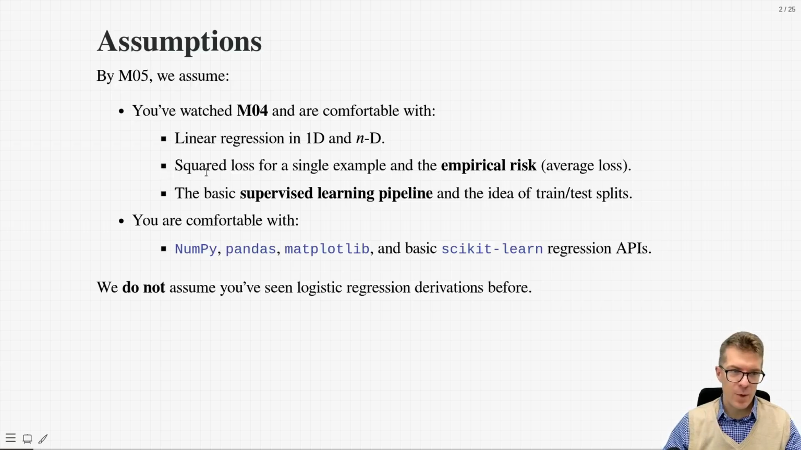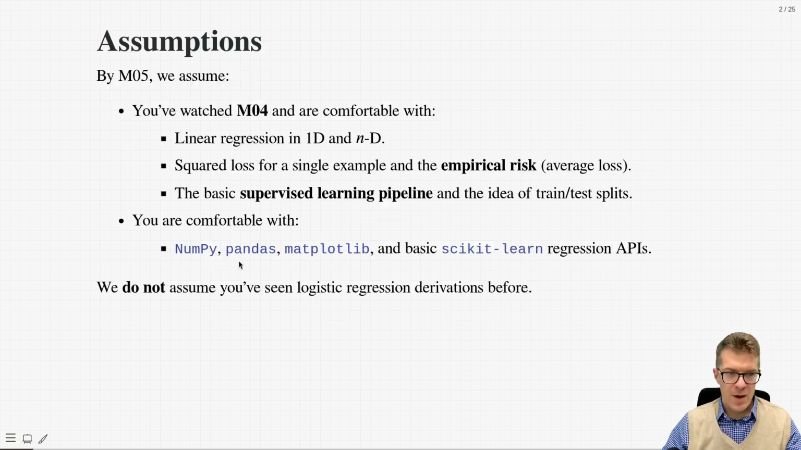You're somewhat comfortable with squared losses for a simple example. So you've seen the loss, you've seen the empirical risk, which is the average loss. I assume that you have an understanding of the basic supervised learning pipeline, and you've seen train-test splits, at least at a high level. So when we obtain our parameters on the training data, and then we use those parameters to evaluate data in our test set.